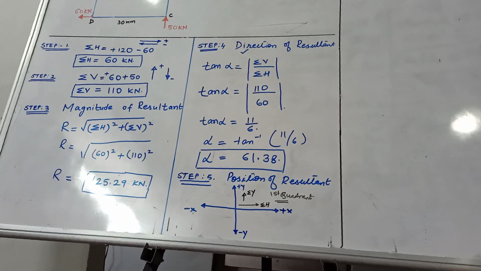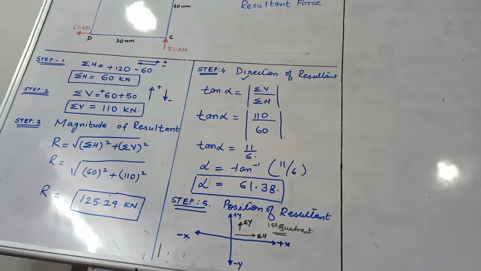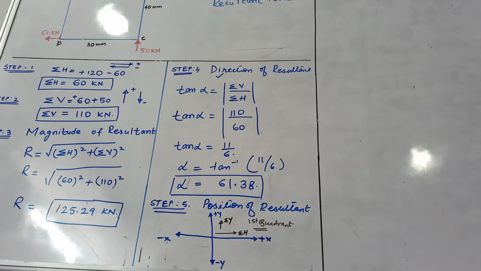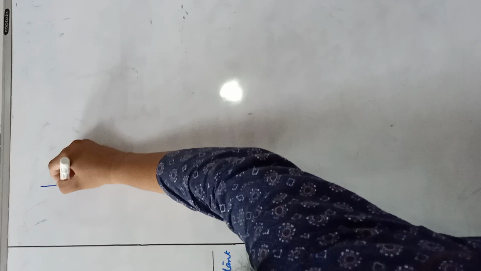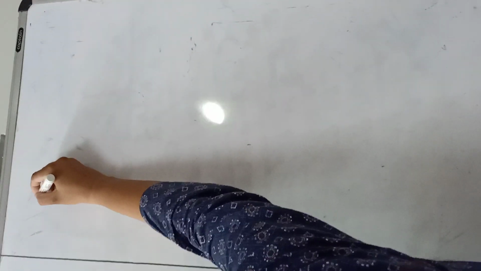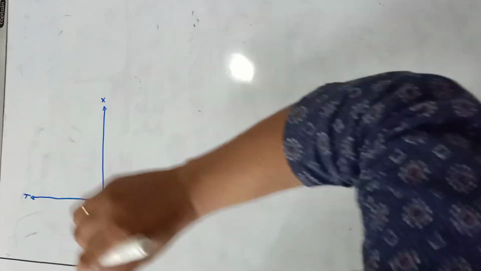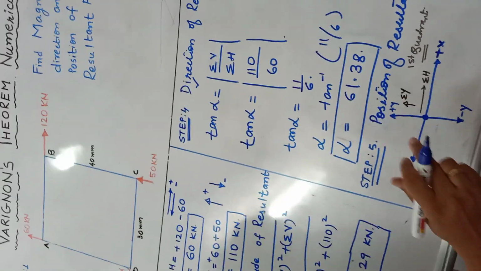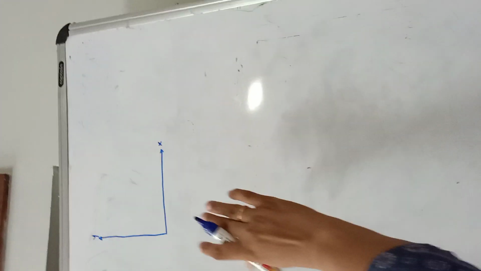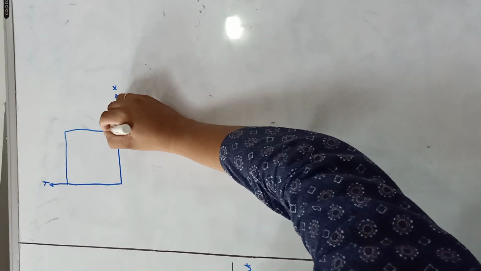Okay, this is clear to all. Now we come to the position of the resultant. So first of all, we will draw a diagram in which suppose this is our positive y-axis and this is our positive x-axis. I've shown that our resultant is lying in the first quadrant, so I am taking this as the first quadrant and putting my rectangular block in the first quadrant.